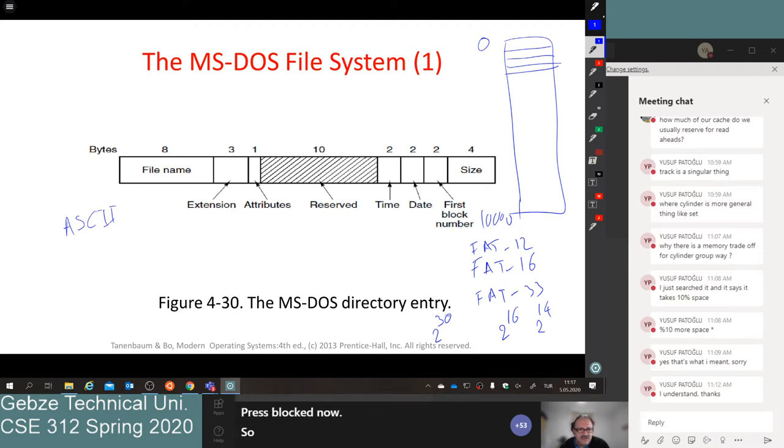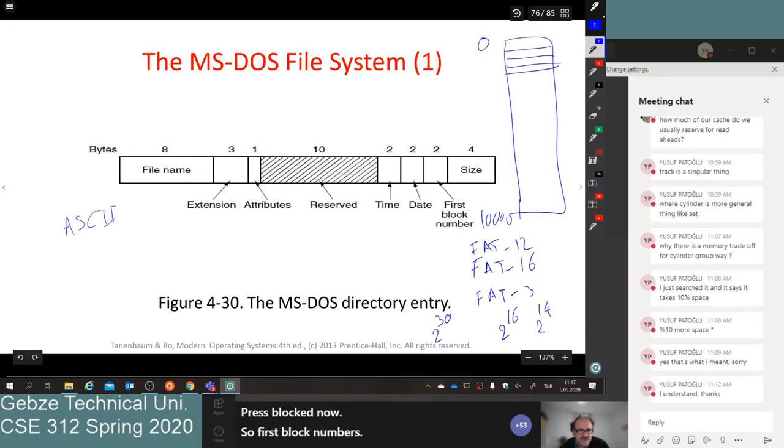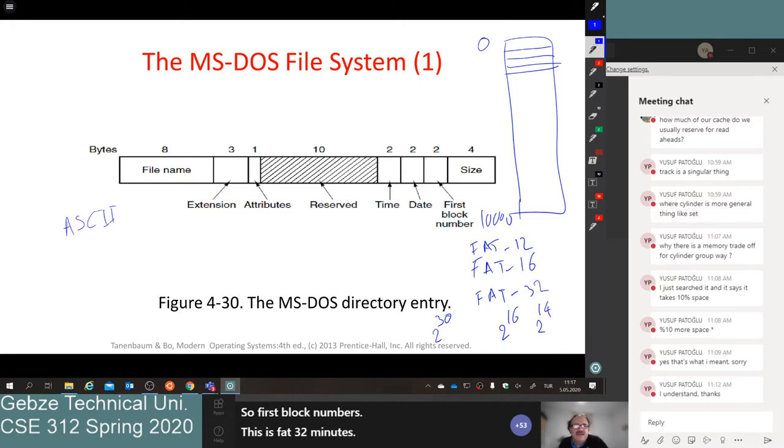So the first block number, this is FAT32, just a minute. The first block number gives me the block where I can find the first block. Then after that, I go to the FAT table and I follow the linked list, right? So how does the FAT table work? It has a linked list structure for the whole disk. That's why I need to load the whole linked list of the disk in my memory, and that would take lots of memory space, and I didn't like it much because that's too much.